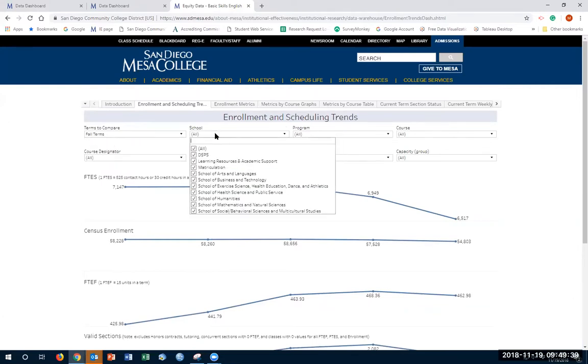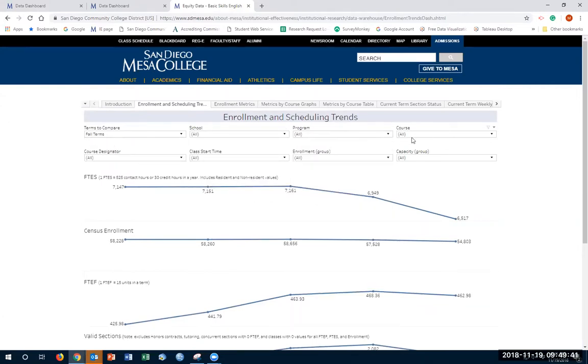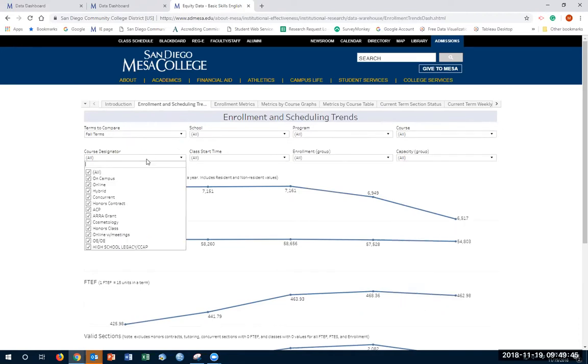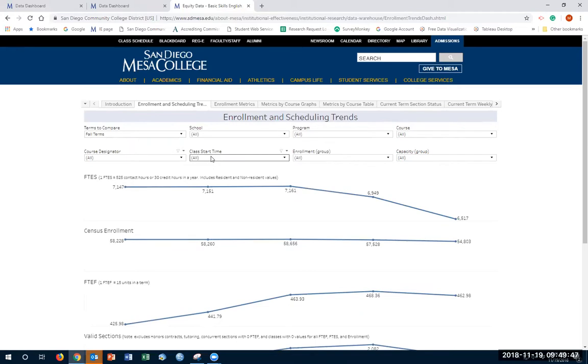I can look at one school at a time. I can look at one program at a time. I can look at one or multiple courses. I can also look at different types of courses, different times of the day that the course is offered, the enrollment for the course, and the capacity.